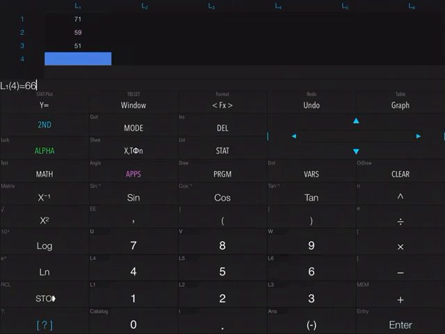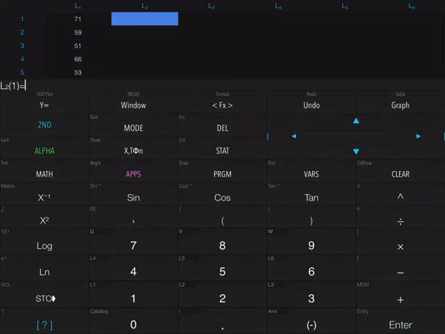Sorry, that was a weird noise. I hit graph instead of the correct button. So 71, 59, 51, 66, 53, and then 60.